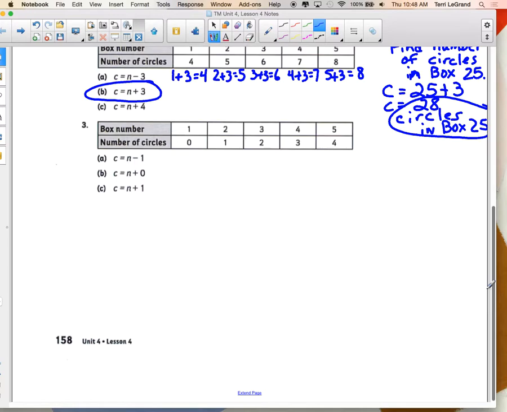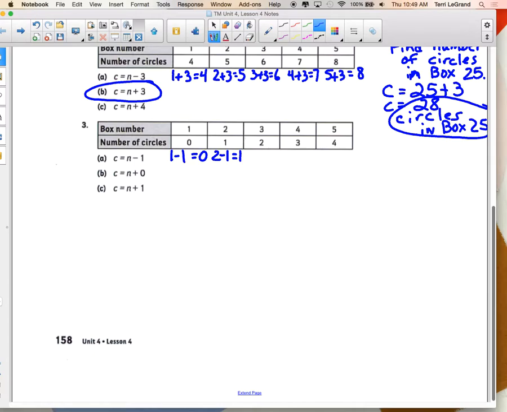Number 3. What do we have to do to the box number to get the number of circles? Katie? Take away 1. Subtract 1. Okay, let's try it. Box number 1, take away 1 gives us 0 circles. Looks like it works. Box number 2, take away 1 gives us 1 circle.